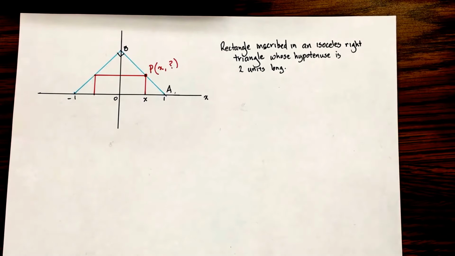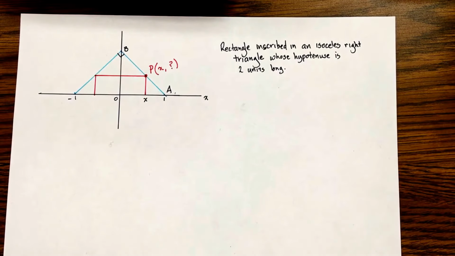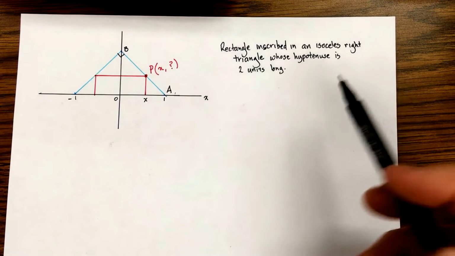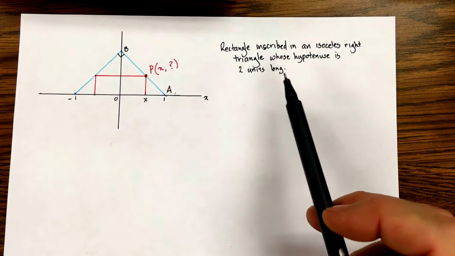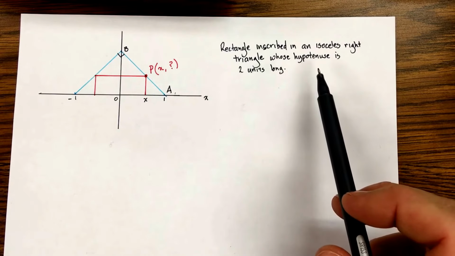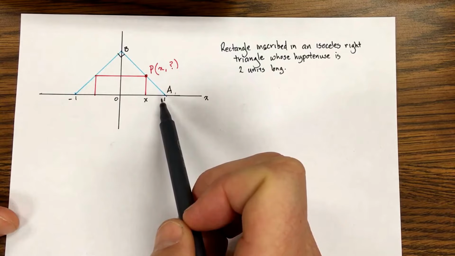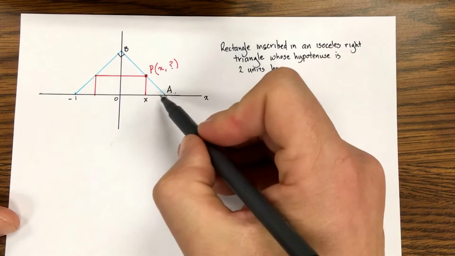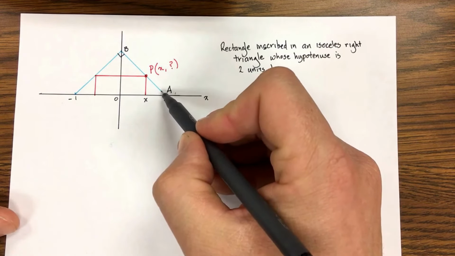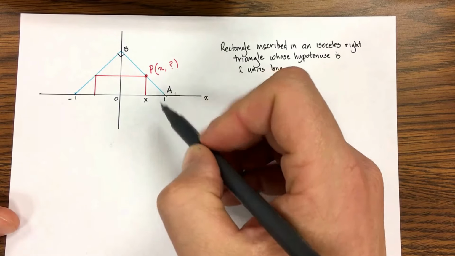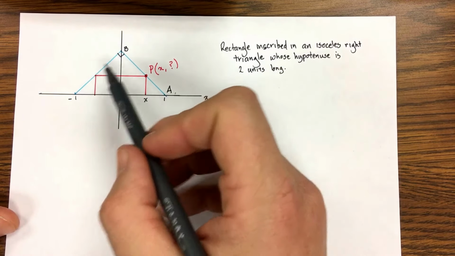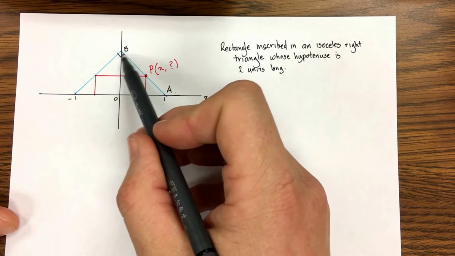I thought I'd give you guys a little bit of help tonight to work on problem number 5. We're given a rectangle inscribed in an isosceles right triangle whose hypotenuse is 2 inches long. That's labeled for you. If this is an isosceles right triangle, angle A is pi fourths, 45 degrees, as is this other angle, so B is 90 degrees up here.